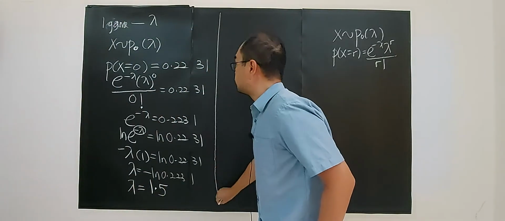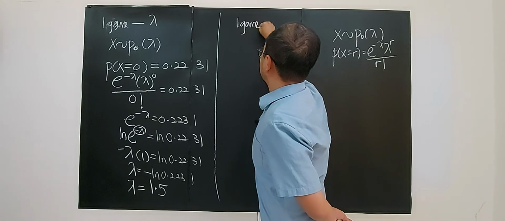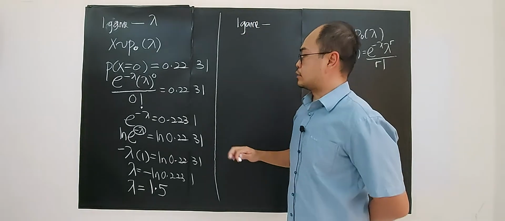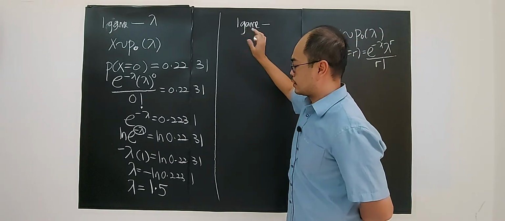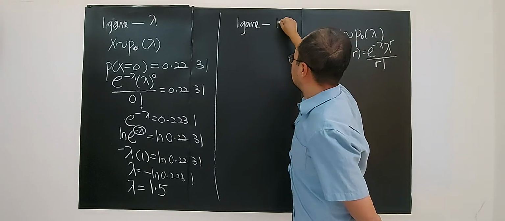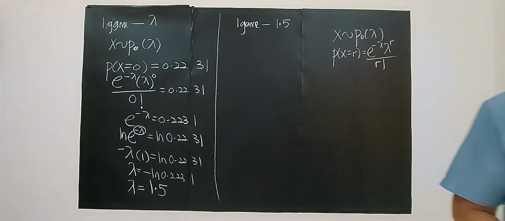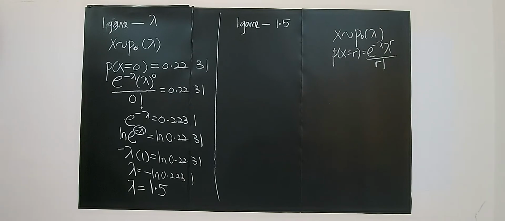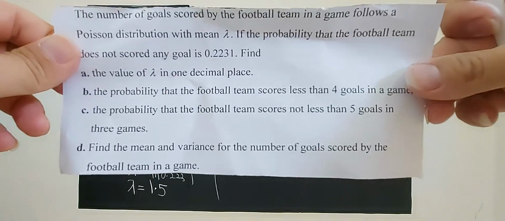So for one game, the average is 1.5. In the Poisson distribution, we talk about an interval. So in an interval of one game, we score 1.5 goals. It's a mean number of goals, so it doesn't mean that every game it will score 1.5 goals. No, it's just a mean, the expected value. So okay, let's look at the next question.